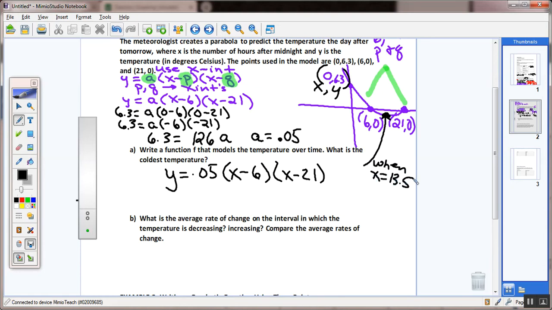So they're saying the coldest y value, or the minimum value, the coldest temperature in this case, is going to occur when x is 13.5. x is going to be the number of hours after midnight. So we're going to evaluate this when x is what value, kids? By the way, does this temperature look like a negative temperature or a positive temperature given our graph? Negative. It's below the x-axis.